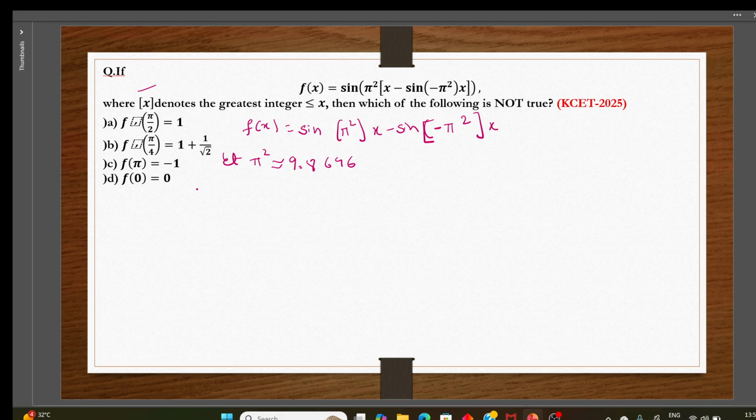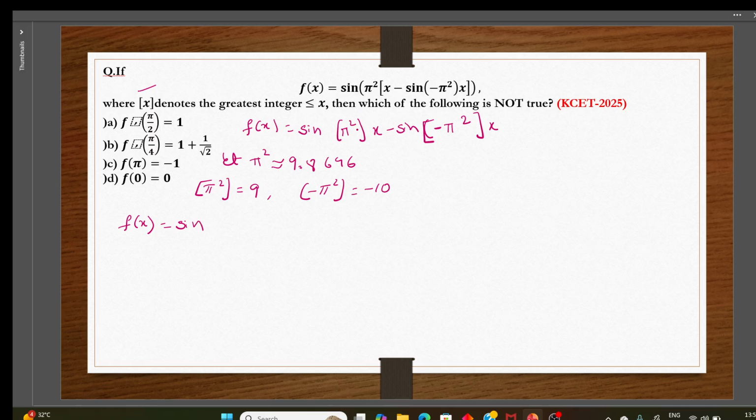So greatest integer of pi square is equal to 9. Greatest integer of minus pi square is equal to minus 10. Because here pi square value is approximately 9.8696, which means greatest integer of pi square is 9 and greatest integer of minus pi square is minus 10. Then substitute in this function.